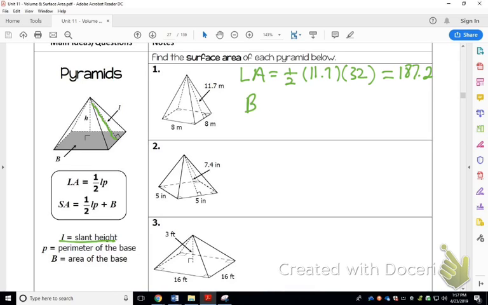Now, the area of, this time just one base, right? So the 2 goes away because we just have the 1. So in this case, what is the shape of our base? It's a square, so we're going to find the area of the square. So that would be what? 8 times 8, or we do 8 squared, right? 64. And then we're going to add them together. So you should get 251.2 meters squared.